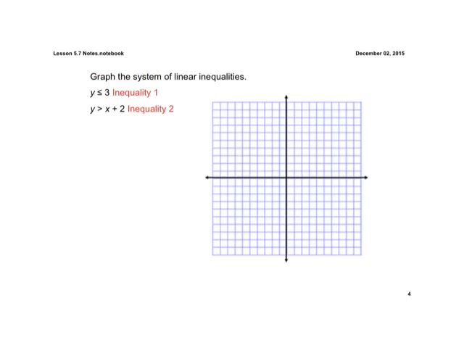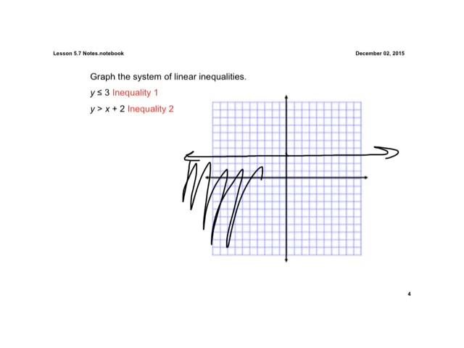Alright, so we need to graph these two lines. First one, y is less than or equal to 3. Since it's y is less than a number, we know it's going to be horizontal through the y-axis at a positive 3. And since it's or equal to, it's going to be a solid line through the point 3 on the y-axis. Less than, we know we shade below the line. So we're going to shade that below the line. We'll shade that in black there.